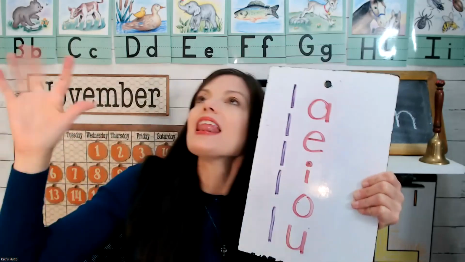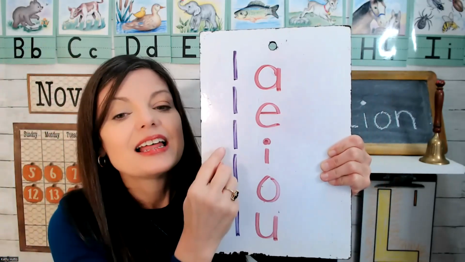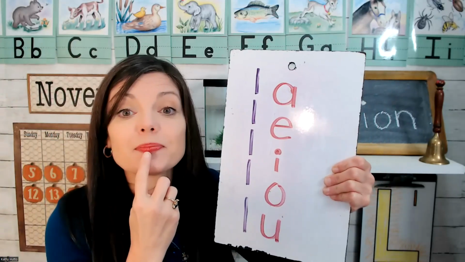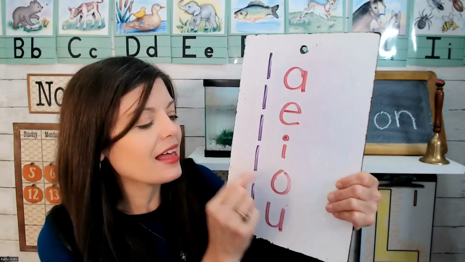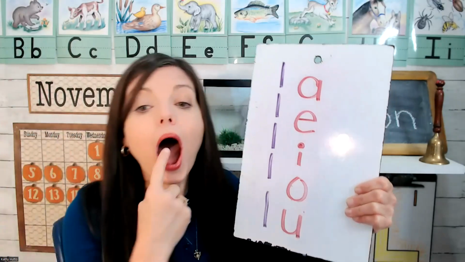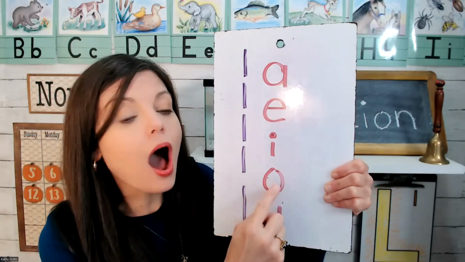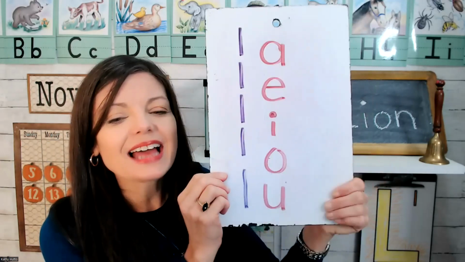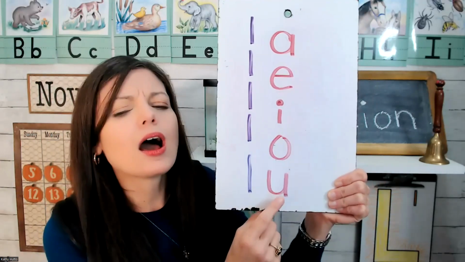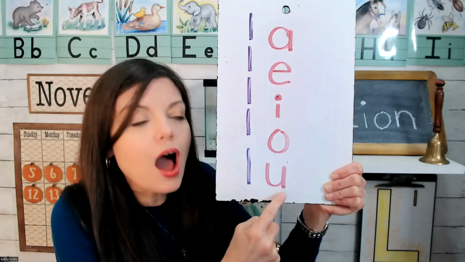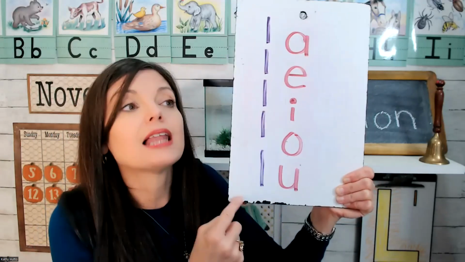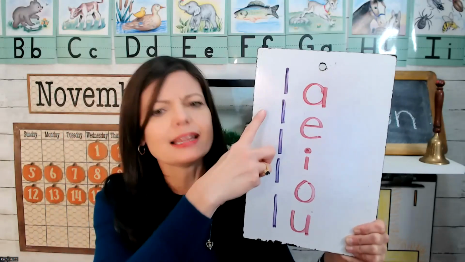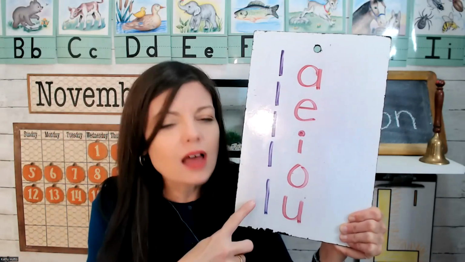L-I. L, I, li, li, like lip. Okay, next we have L-O. L, ah, la, la, like lot. Last one, L, la, la, like lunch. Well, you did a great job blending la, le, li, la, la.